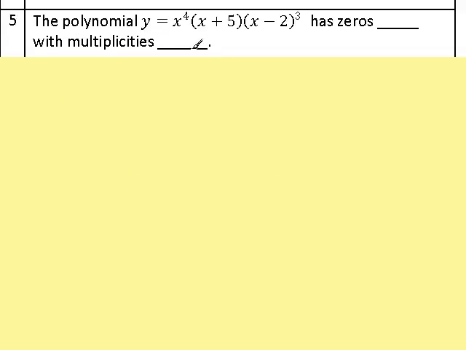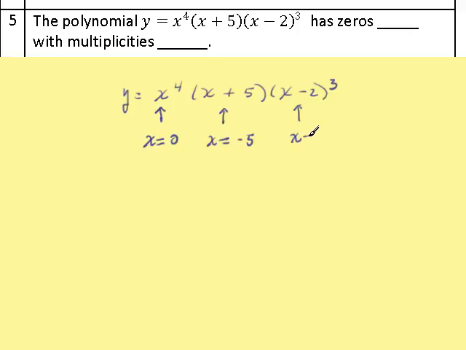In number 5, let's look at this polynomial. It's already factored, so it's easy to find the zeros. Let me just copy this over. From each factor, we get a zero of the polynomial. So from x to the fourth, we have x equals 0. From the second factor, we have x equals negative 5. And from the third, we have x equals 2. Obviously we get these by setting each factor equal to 0.